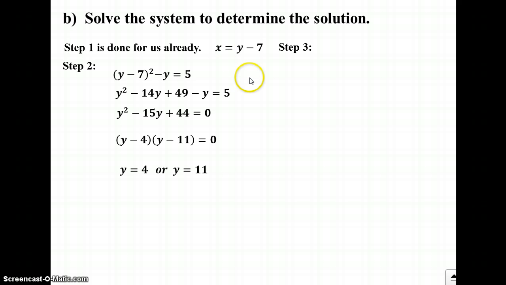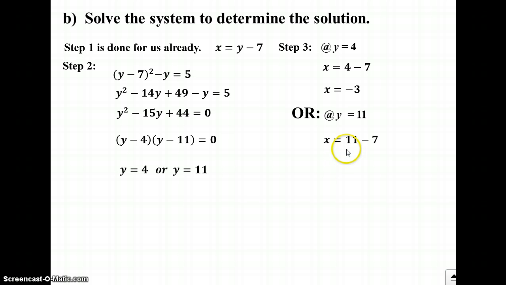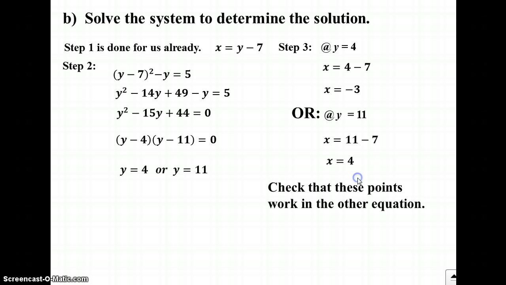So step 3, when y is 4, let's plug into this equation. x equals 4 minus 7. Pretty simple, x is negative 3. There's one of our solutions, negative 3, positive 4. Or the other solution, when y is 11, I plug it in, x equals 11 minus 7. 11 minus 7 is 4, so the other solution would be x is 4, y is 11.